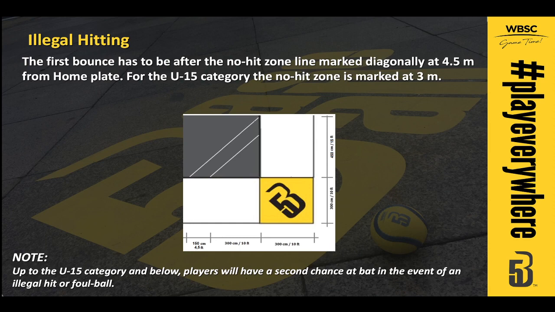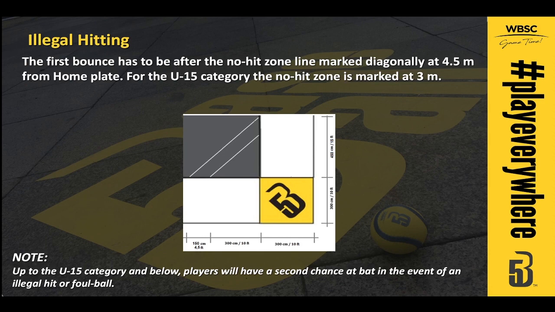Looking at illegal hitting here, we'll note that for a hit to be valid, the ball does not only have to have enough power to reach the fence, but its first bounce must also be in fair territory, beyond the line marked in front of home plate, that no-hit zone that we introduced earlier. For the U15 and younger categories, the line is marked at 3 feet. That's the closer line in the no-hit zone. 3 meters, about 10 feet. For older players, it's marked at 4.5 meters.